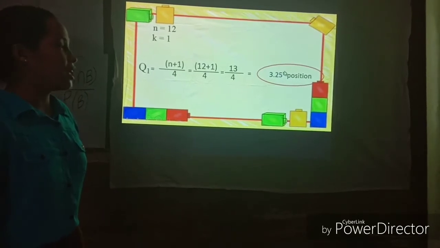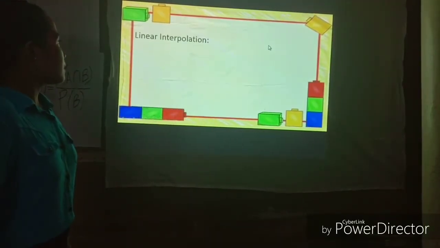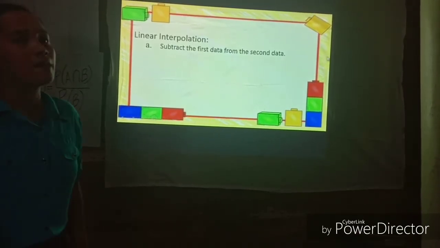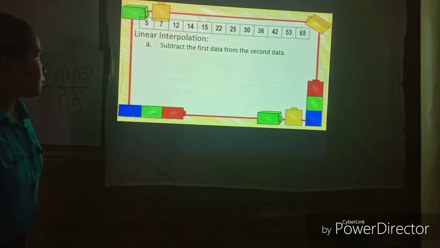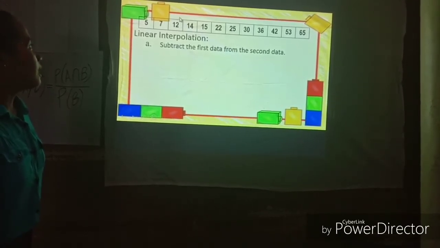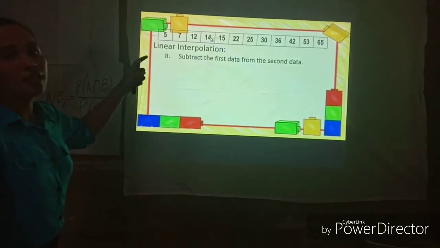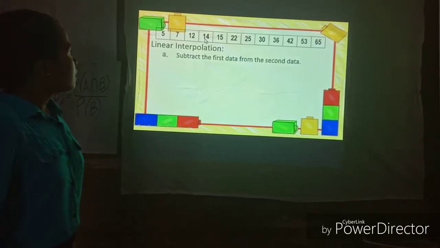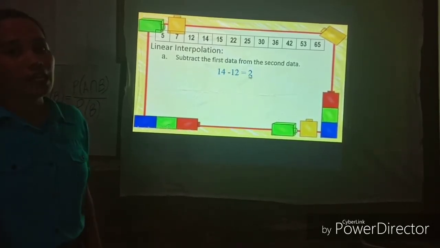Since there is a decimal point here, we're going to use the linear interpolation method. The first step is to subtract the first data from the second data. The position for the first quartile is 3.25th, so we count 1, 2, 3. The value for our quartile is in between 12 and 14. So we subtract the first data from the second data: 14 minus 12 equals 2.